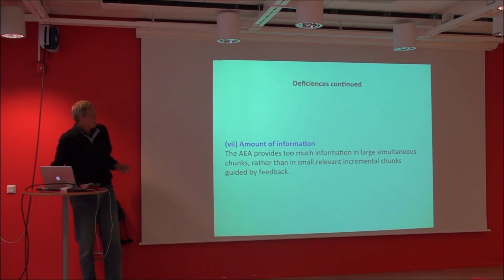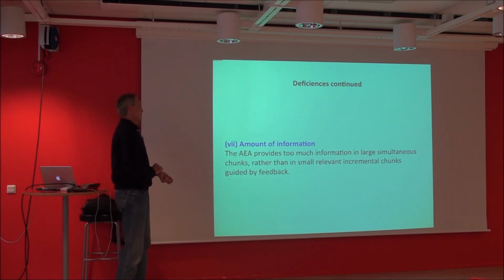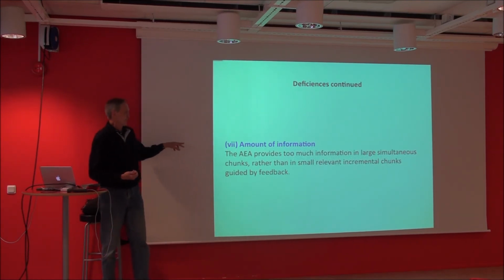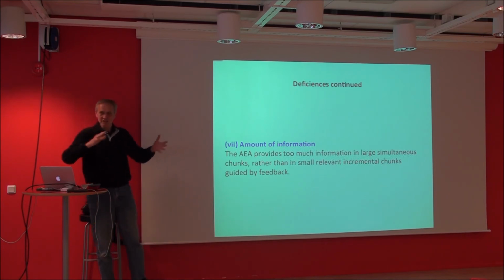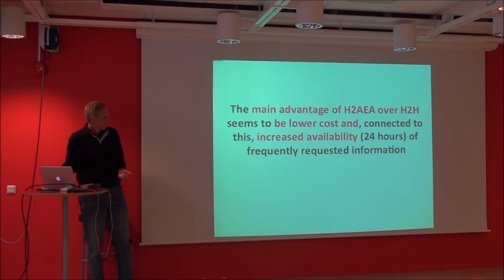Okay. And then we have the amount of information. The agent provides too much information in large simultaneous chunks rather than in small relevant incremental chunks guided by feedback. So there are large chunks in the artificial agent here, and with human beings, incremental, small, step-by-step chunks. Okay, was that it? Yeah.